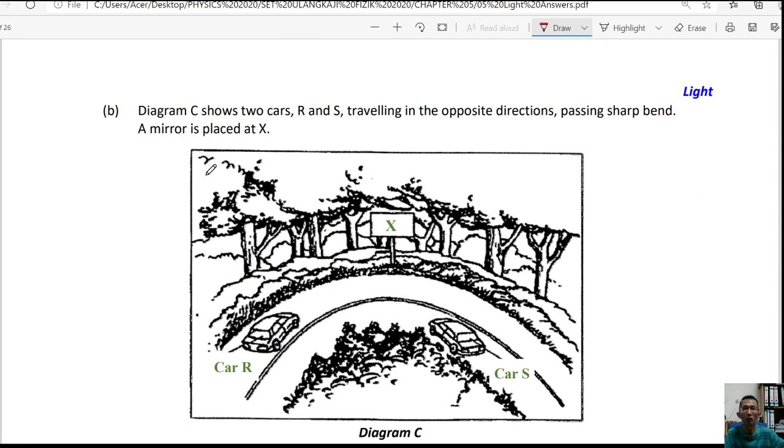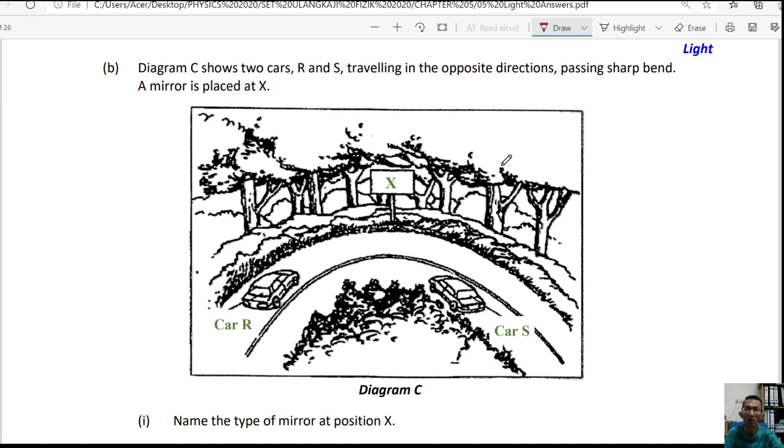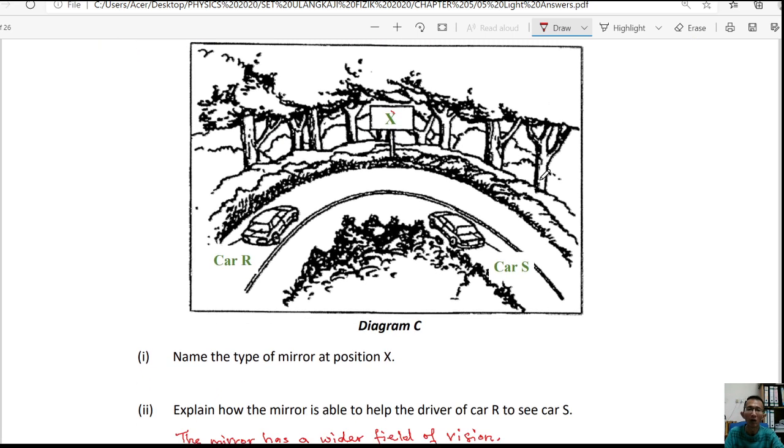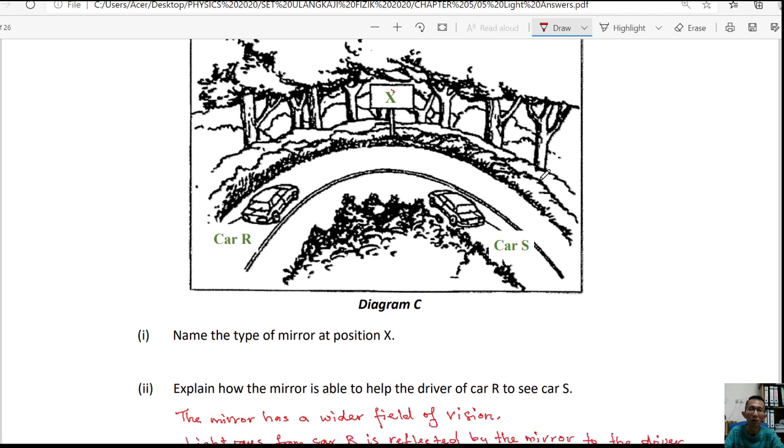Diagram C shows two cars R and S traveling in opposite direction, passing a sharp bend. A mirror is placed at X. So here is our X. Name the type of mirror at position X. So that one definitely is a convex mirror, the same mirror that you see in a supermarket. So convex mirror, it has a wider field of vision.